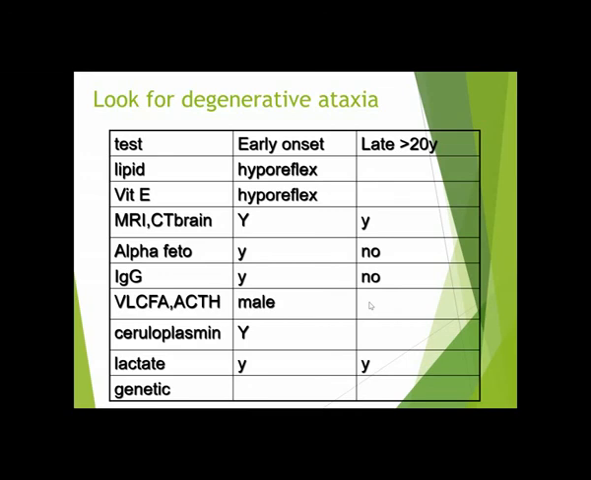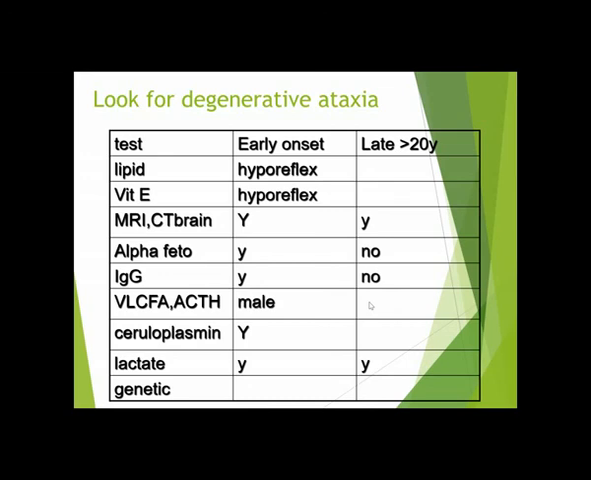Ceruloplasmin, yes, you can order it in patients in whom you're suspecting Wilson's disease. And for Wilson's disease, please be careful that these patients can present to you up to 50 years of age, and sometimes in rare cases even beyond 50. So you need to consider Wilson's disease whenever you are seeing a patient who has young onset dystonia, young onset Parkinsonism, cognitive impairment, and tremors, or young onset abnormal movements, any sort of abnormal movements. And lactate, lactic acid level, can also be raised in mitochondrial encephalopathies.